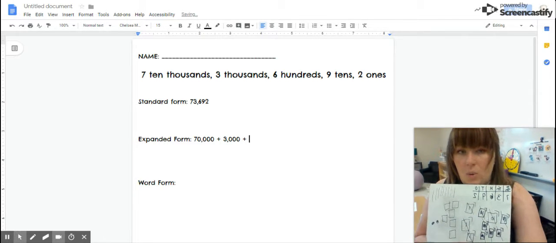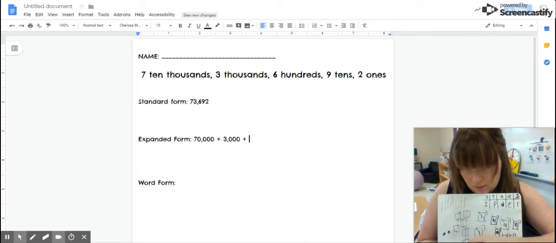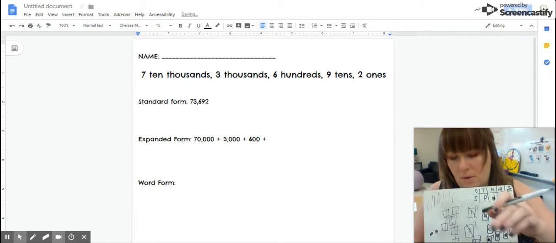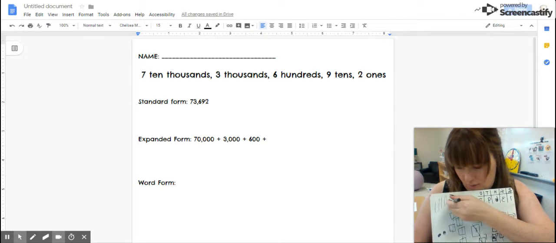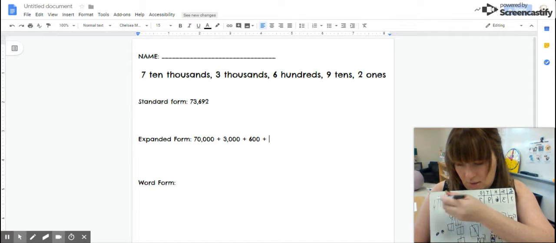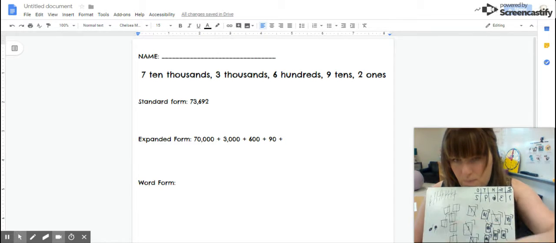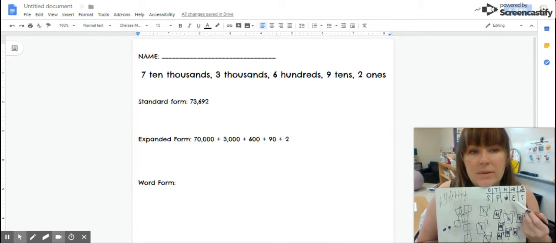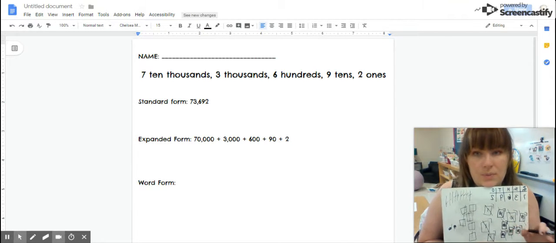plus what's in the hundreds place. There's 6 of them. 100, 200, 300, 400, 500, 600. So it's plus 600, and I'm writing that on my exit ticket. Plus, how many are in my 10s? 10, 20, 30, 40, 50, 60, 70, 80, 90. Plus my 1s, which is 1, 2. So my expanded form is 70,000 plus 3,000 plus 600 plus 90 plus 2. When you do expanded form, you're just stretching out the values.